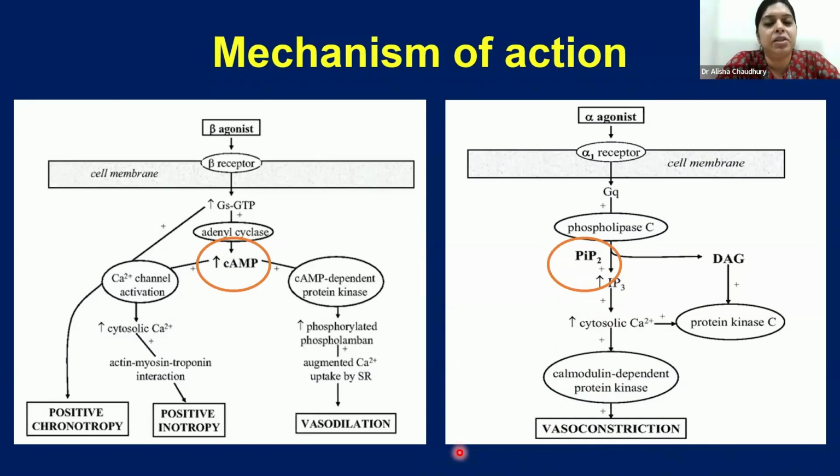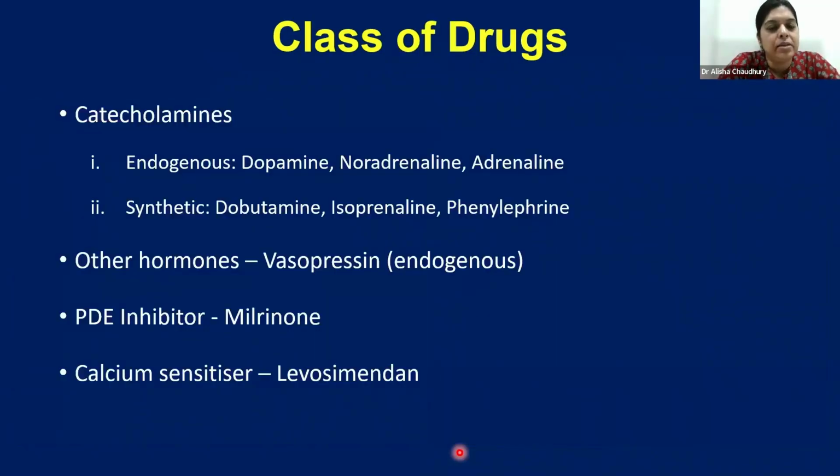Now, what are the different classes of drugs we need to know? We have catecholamines, where we have endogenous ones like dopamine, noradrenaline, adrenaline. Remember, dopamine is the precursor of noradrenaline, adrenaline, meaning from dopamine, your noradrenaline and adrenaline are formed. Synthetic ones are dobutamine, isoprenaline, and phenylephrine. Other hormones like vasopressin, you have endogenous. Terlipressin is the synthetic one. PDE inhibitor, milrinone, which I'll be mentioning later. Calcium sensitizer, levosimendan. So quite a group of drugs which we are using in the ICU.